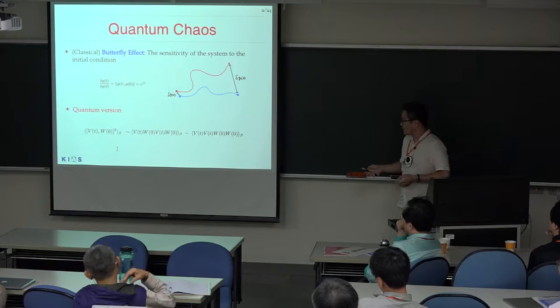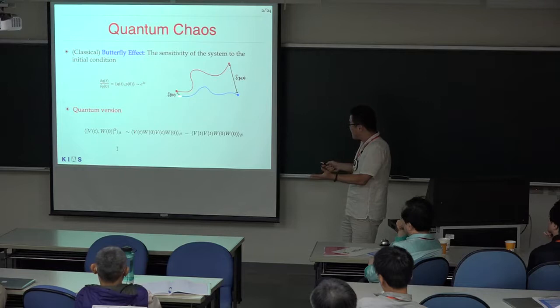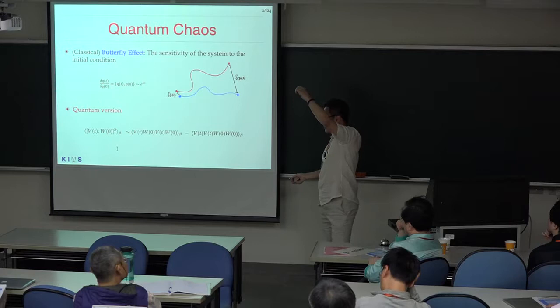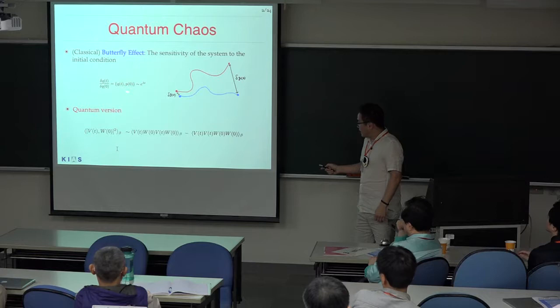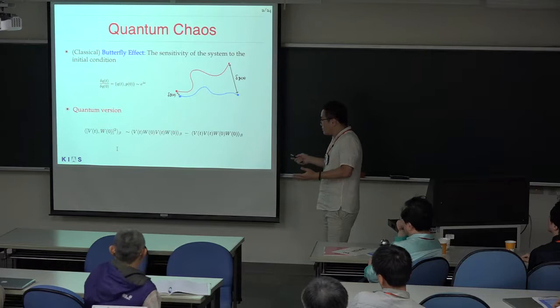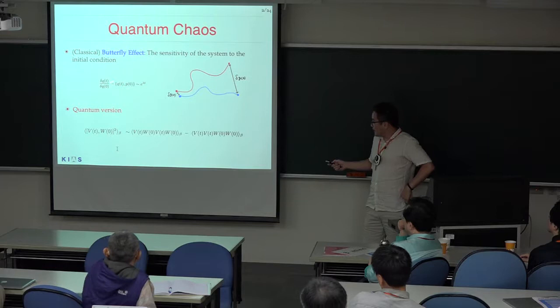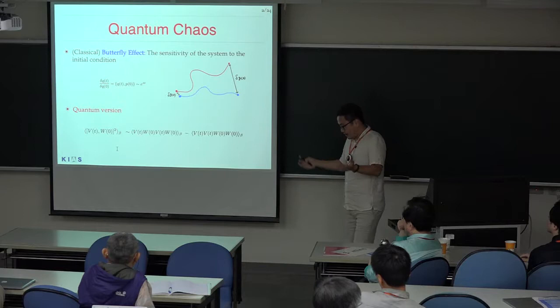So if you have some small difference in the initial condition in a chaotic system, then at later time t, the difference grows exponentially. This can be quantified by this derivative, and this grows exponentially. This is a classical description, and in the quantum version, I can change this Poisson bracket into the commutator, take the square, and evaluate the thermal expectation value.